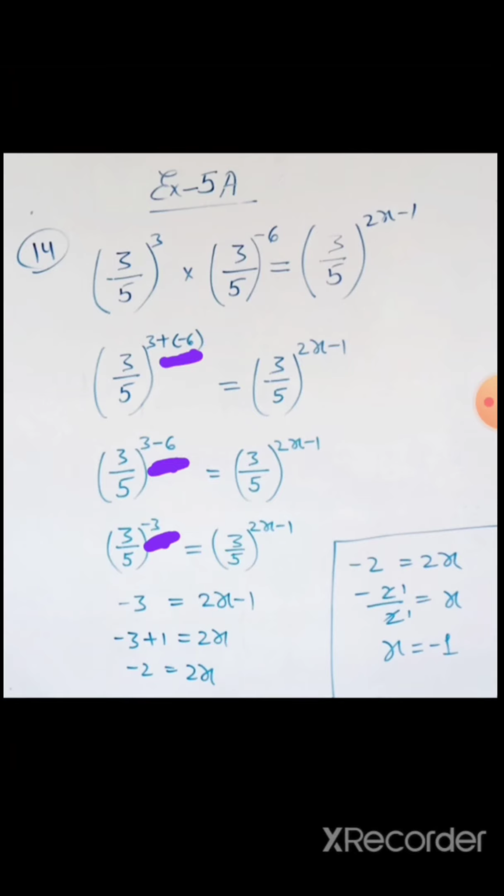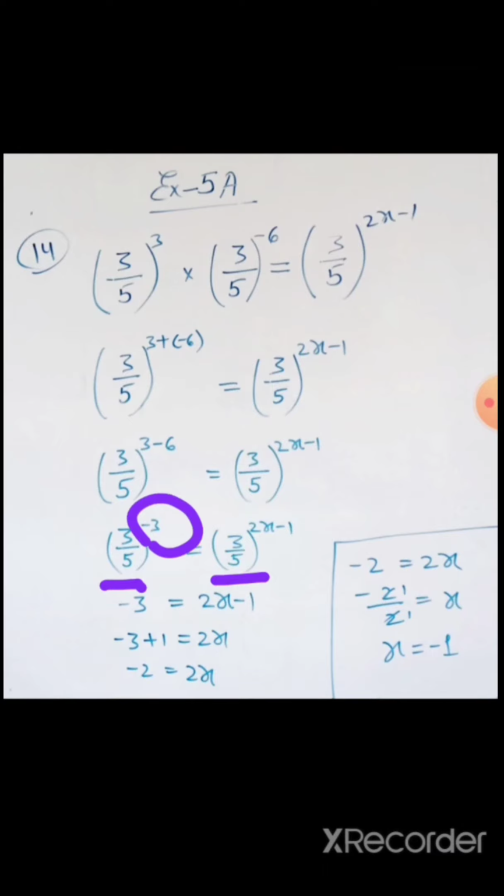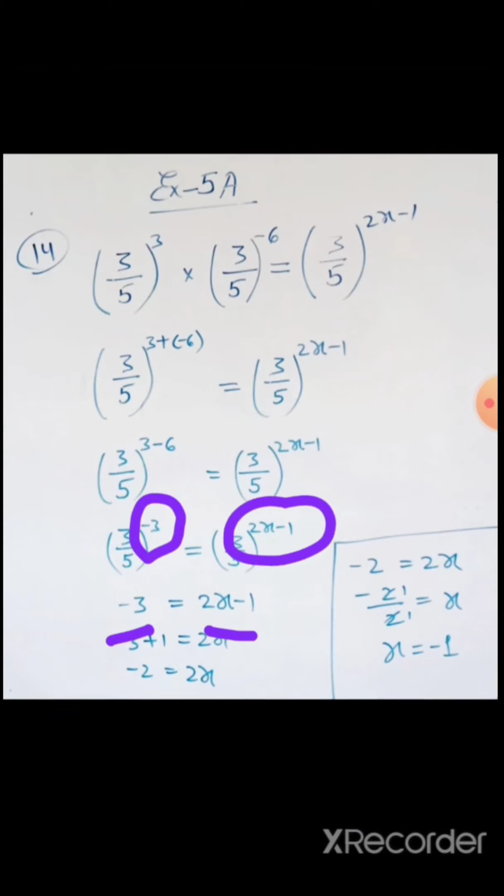Now see the left side and right side, there is an equal to sign in between, which means both sides, LHS and RHS, are equal. And on the left hand side and right side, both bases are the same, which means the powers will also be equal. So we can compare the powers. We can write like this: minus 3 is equal to 2x plus 1. Minus 3 and 2x minus 1 will be equal.